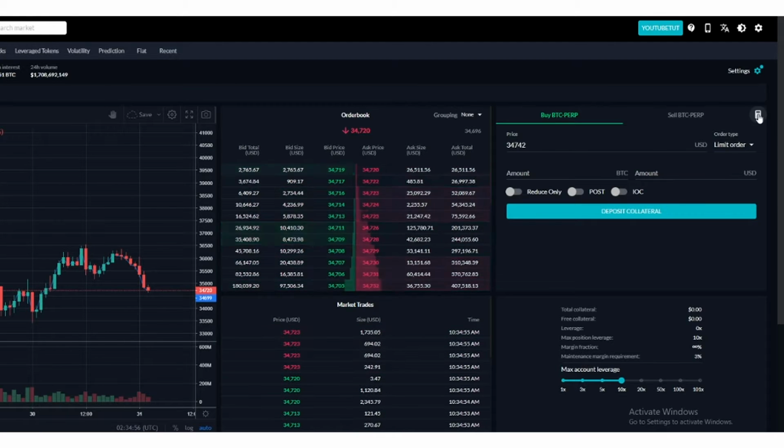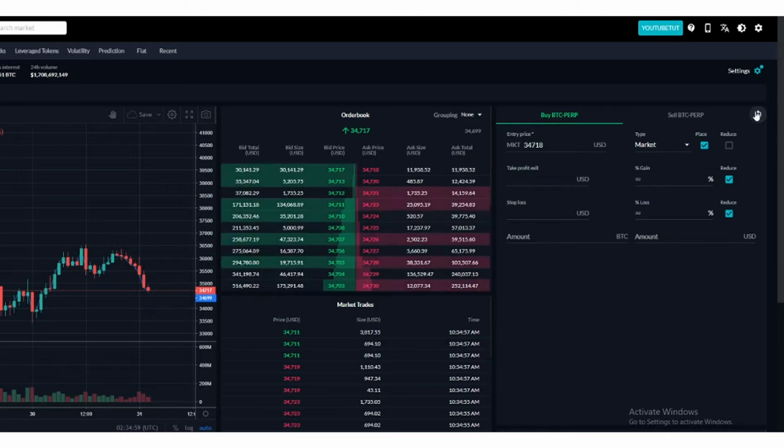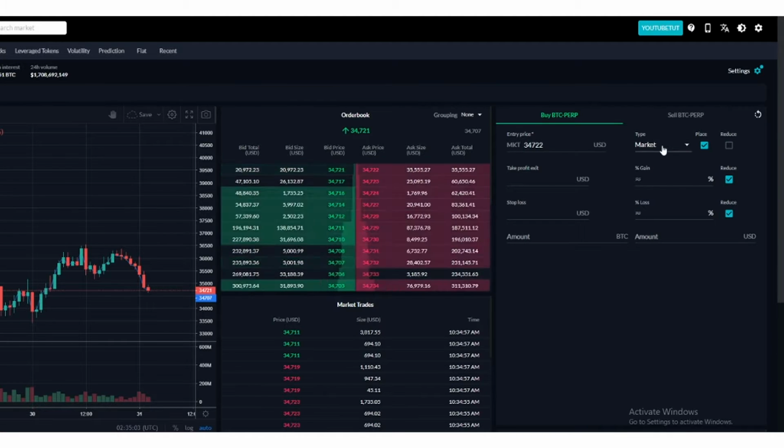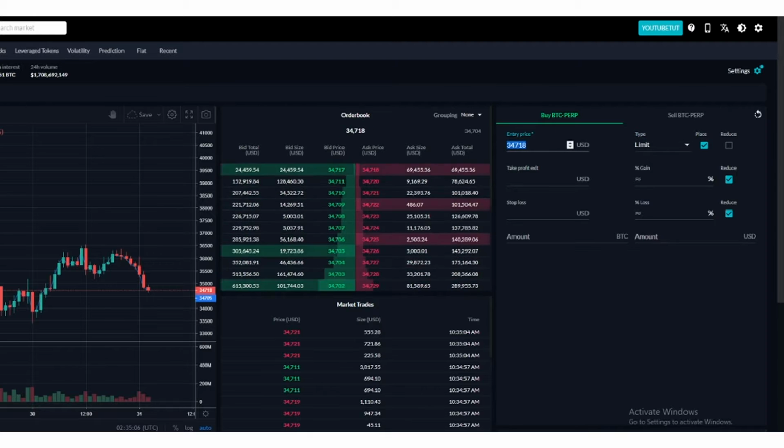Well, it's this right here. It's very simple, guys. We just click this little guy, a little calculator right there, bang. It gives us the full setup. First thing we do is we change this to limit. So let's say we wanted to put in an order down here at 30,000.